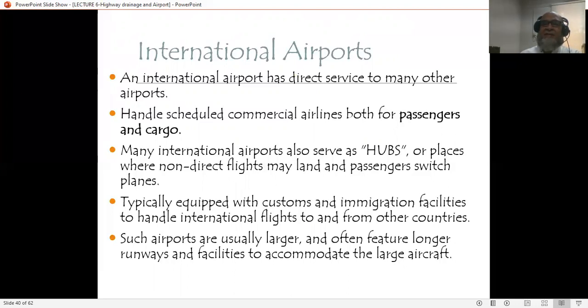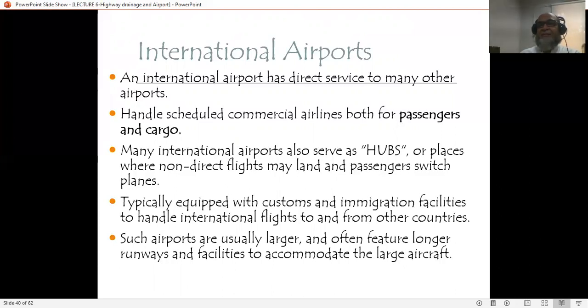What happens is that one of the aircraft carriers, take for example Emirates Airlines. If you want to go to, say, Australia, first Emirates will take you to Dubai International Airport. And from Dubai International Airport, you will be transported to your destination, Australia, as I have said.